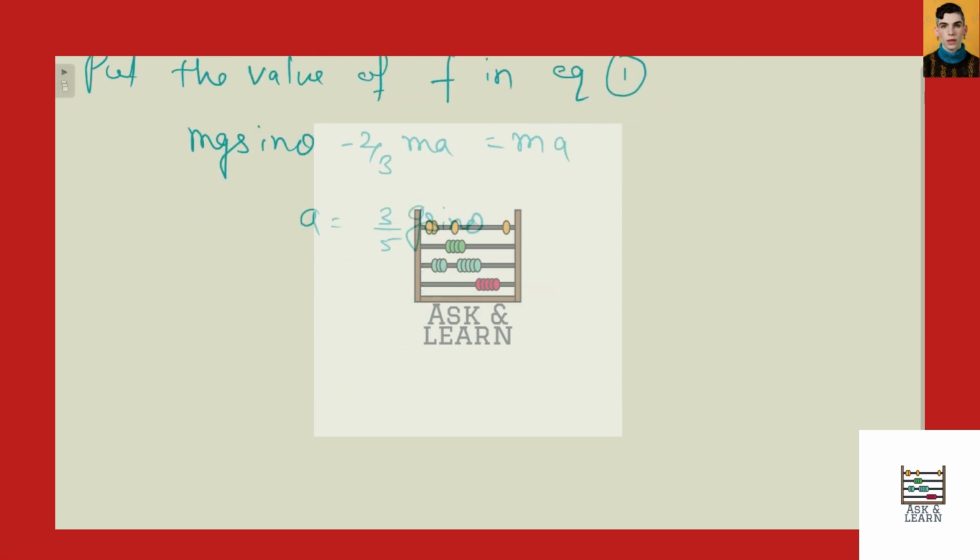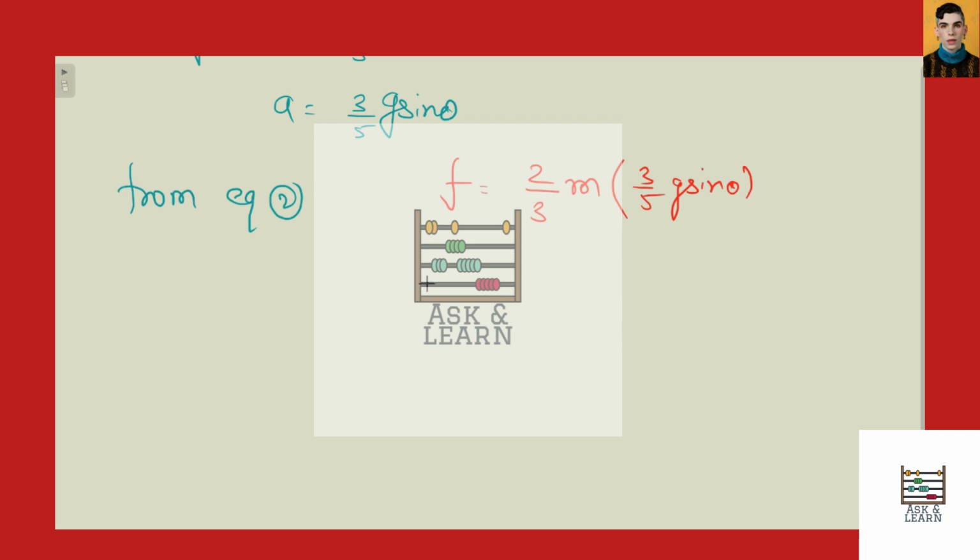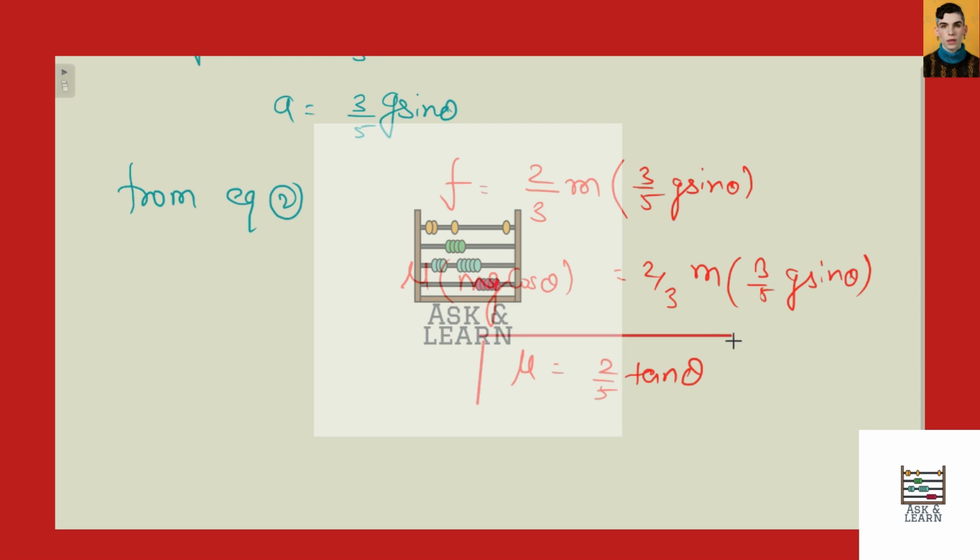Now we have to find the coefficient of friction. So from equation 2 we can write that F is equal to 2 by 3 m into, now put the value of a, this is 3 by 5 g sin theta. We know that friction force is given by mu into normal force, and normal force is equal to mg cos theta, so mu mg cos theta is equal to 2 by 3 m times 3 by 5 g sin theta. From here we get the value of mu, that is 2 by 5 tan theta. So this is the answer of the first part of the question.